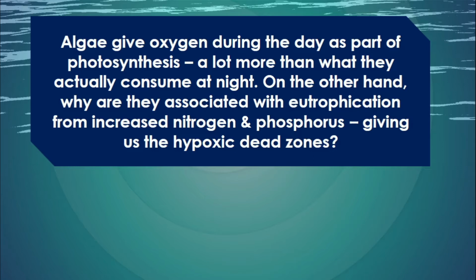Algae during the day give off oxygen as part of photosynthesis, supposedly more than what they actually consume at night, right? But they are still associated with eutrophication from increased nitrogen and phosphorus, which still does give us anoxic dead zones. But why?